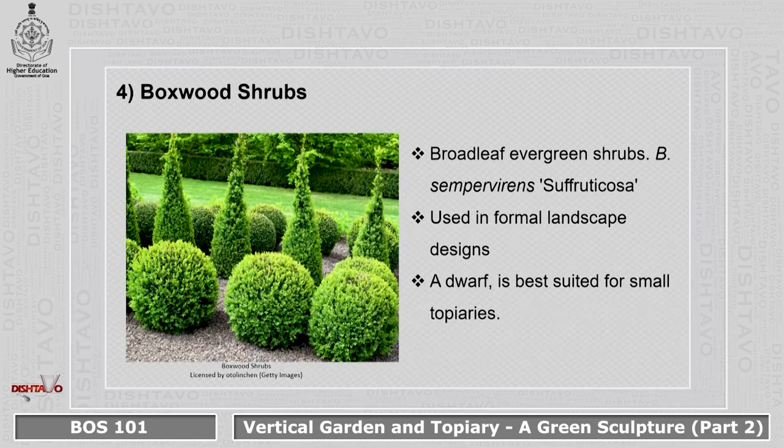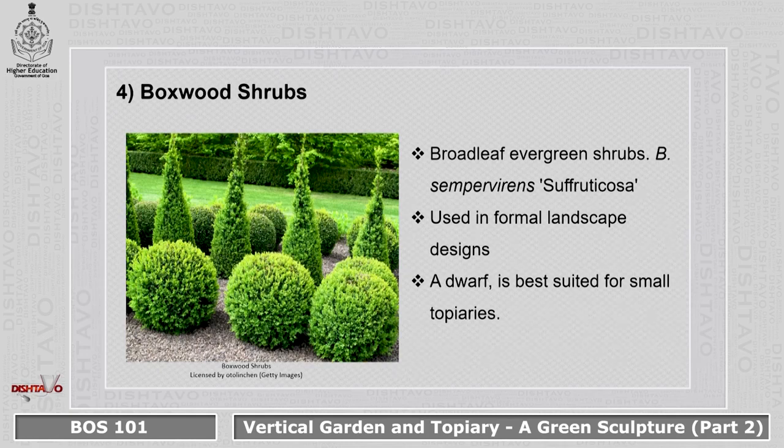The boxwood shrubs, these are once again evergreen broadleaf shrubs. Buxus sempervirens, or commonly called Suffruticosa. They are mostly used in formal landscape designs as geometrical shapes.